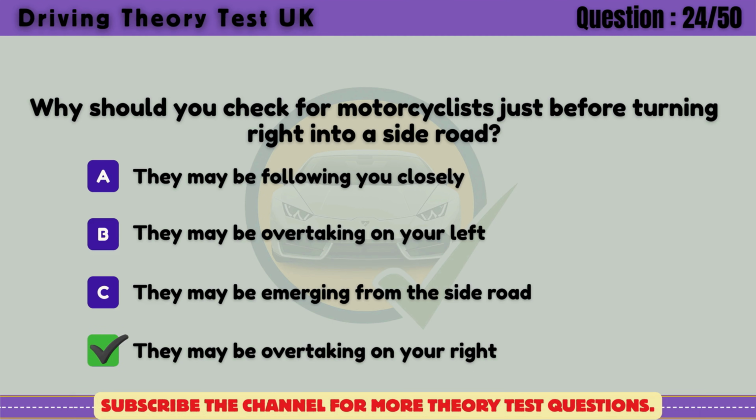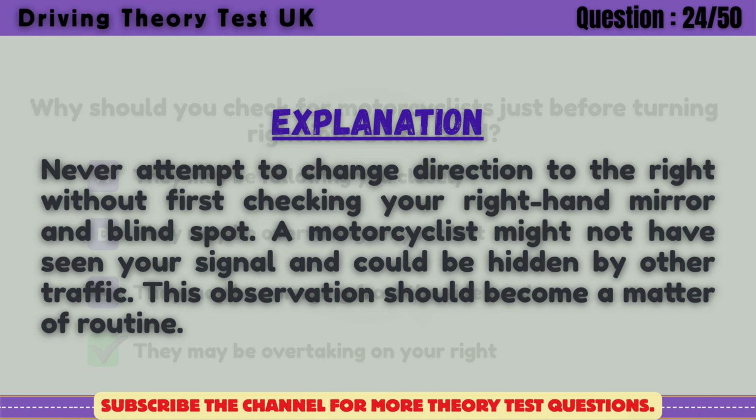Answer is D. They may be overtaking on your right. Never attempt to change direction to the right without first checking your right-hand mirror and blind spot. A motorcyclist might not have seen your signal and could be hidden by other traffic. This observation should become a matter of routine.